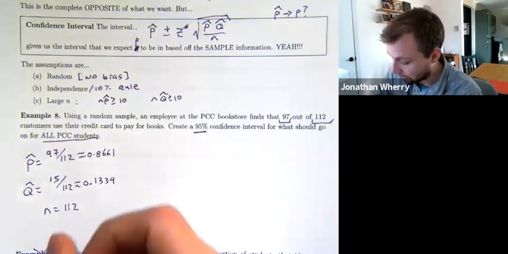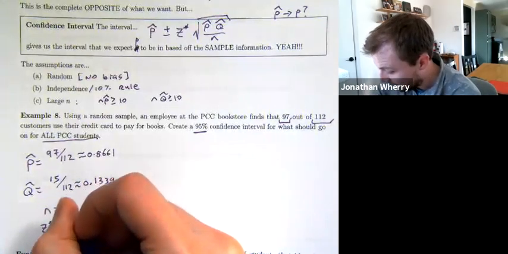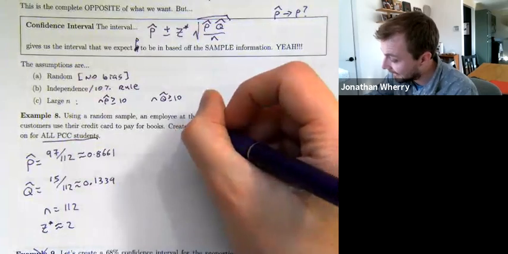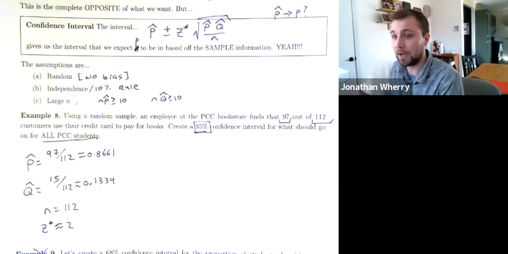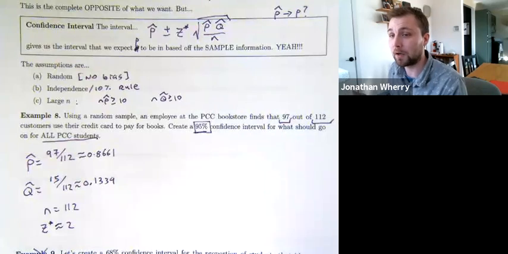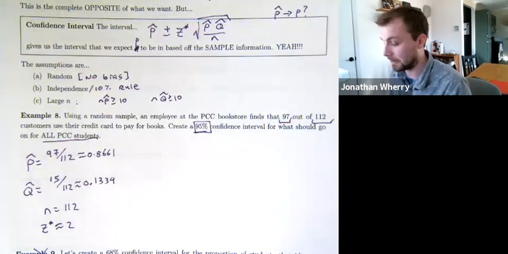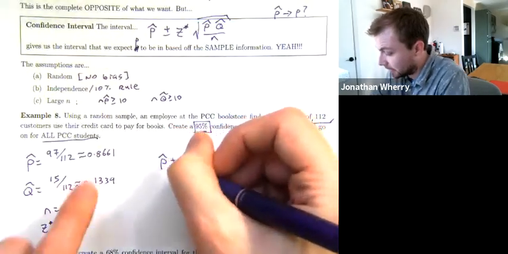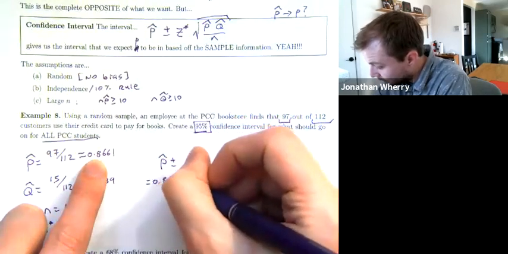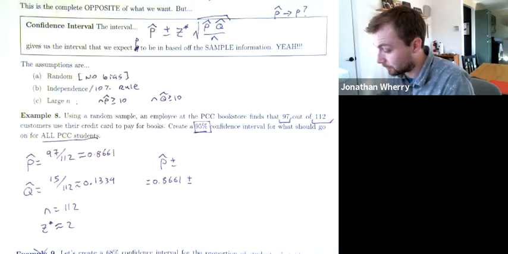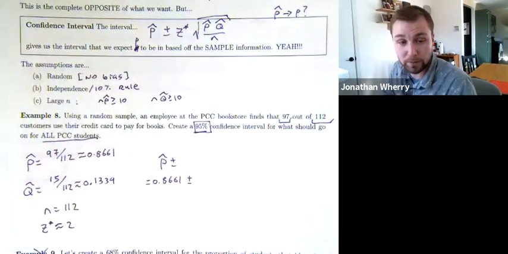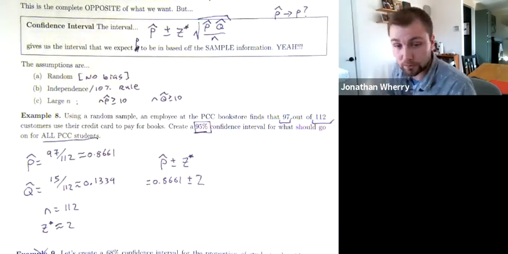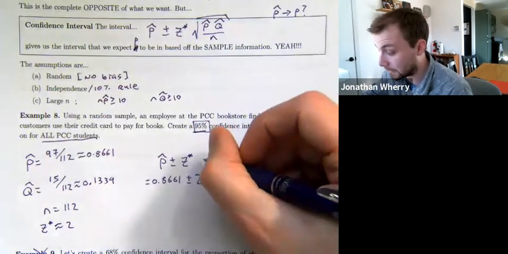My final number is my critical value, Z star, and in this case, it's approximately 2. Why 2? I want to be 95% sure, so I'm on the 68-95-99.7 rule. I'm 2 tick marks away. Putting the thing together in an interval, I have my center, so I guess that about 86% of people at the bookstore use their credit cards to pay for books there. I want to be 95% sure, so I'm going to go 2 standard deviations away, or standard deviation like things.